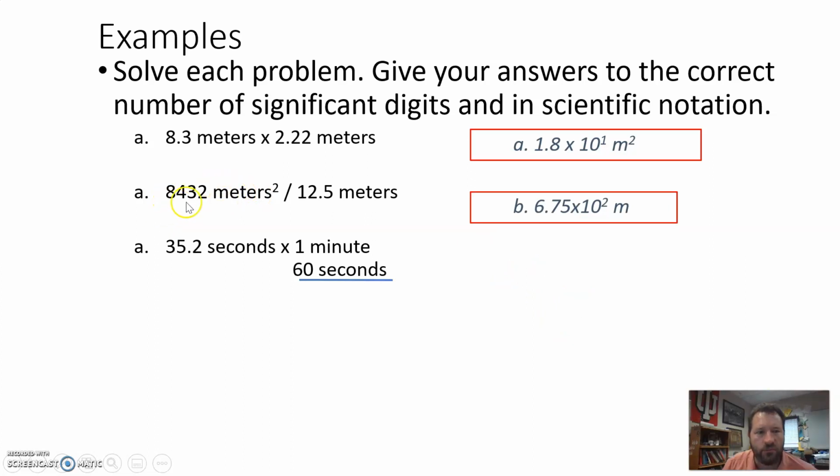Second example, 8,432 has 4 significant digits. That's meters squared, divided by 12.5 meters. 4 significant digits, 3 significant digits. Again, you can plug it into your calculator and get the actual answer. But 6.75 times 10 to the second meters. So meters squared divided by meters, you only get meters back out. 3 significant digits, 3 significant digits. Oh, just noticed also that they did ask us to put it into scientific notation, so it does have to be in scientific notation.